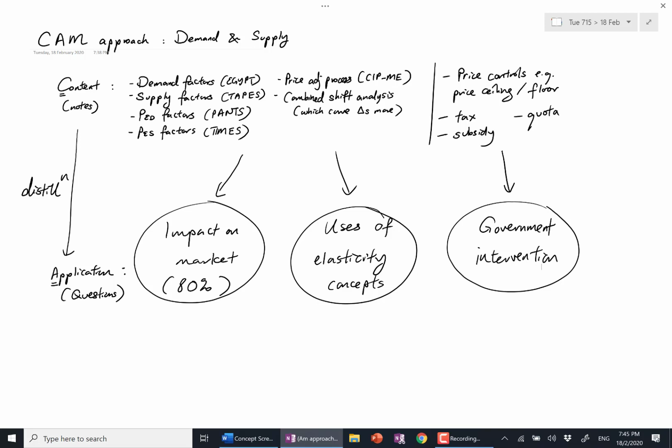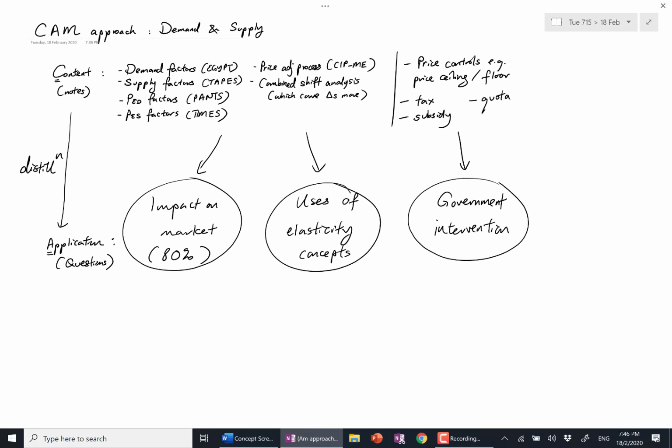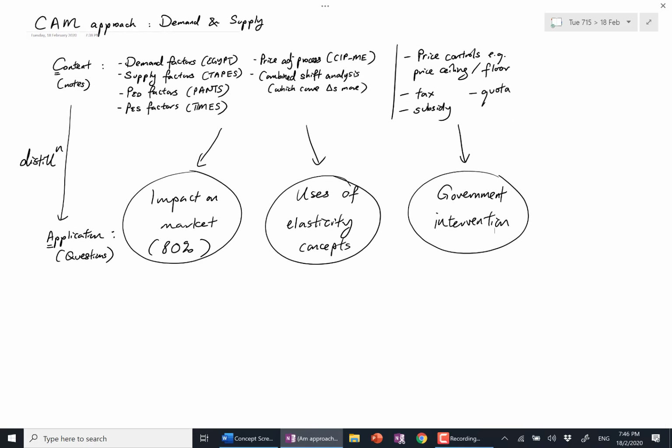If you can walk away from at least today's session knowing that demand and supply is not just demand factors, supply factors, PED, PES, and so on, but about impact on market, uses of elasticity, and government intervention, you're one step closer to getting prepared for exams. Any questions here? I didn't do this for the previous chapter because the scope is very small, not meaningful.